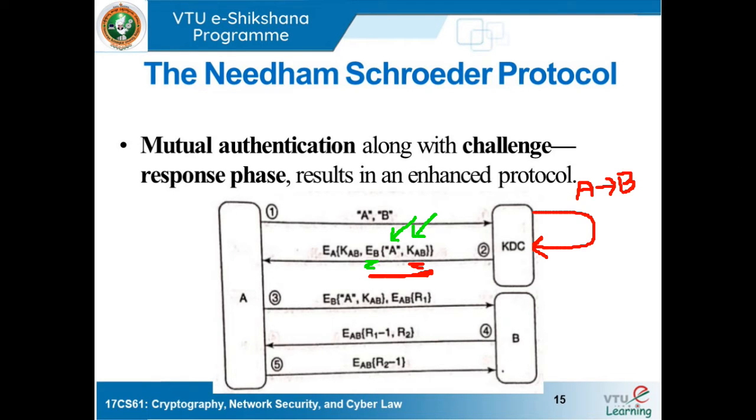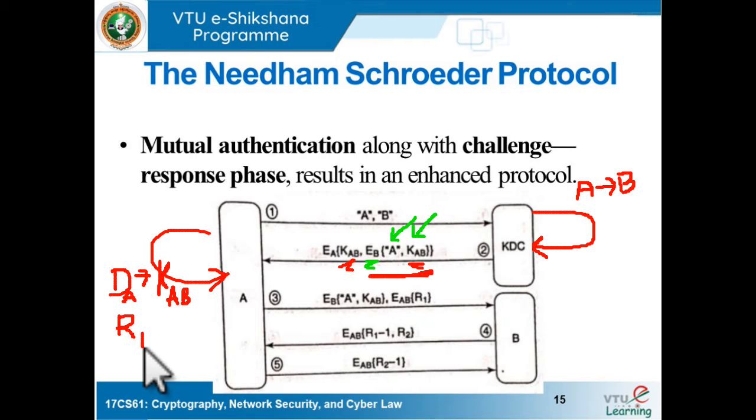Now the question that arises over here is, what are these KA and KB? We know that KAB is a session key. Now what is this KA and KB? KA and KB are the long-term keys that are shared between KDC and A, and KDC and B respectively.